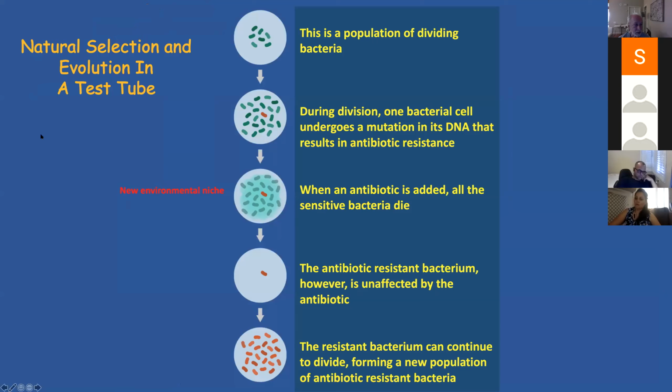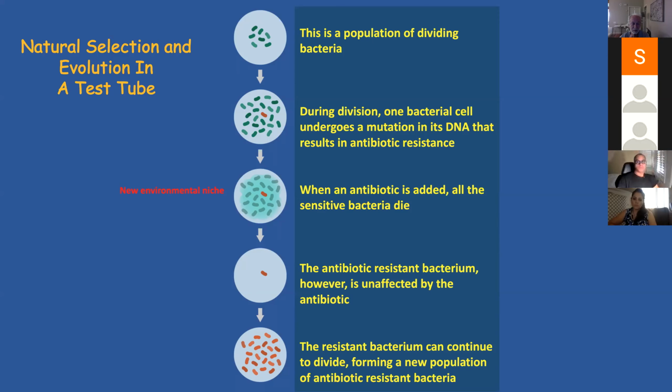Okay, so we've been talking about the macroscopic level. You can also watch evolution on a microscopic level. So for example, with bacteria, natural selection and evolution in a test tube. So at the top here, you see a population of dividing bacteria, and they're all green. Below that, during division, one bacterial cell undergoes a mutation in its DNA that results in antibiotic resistance.